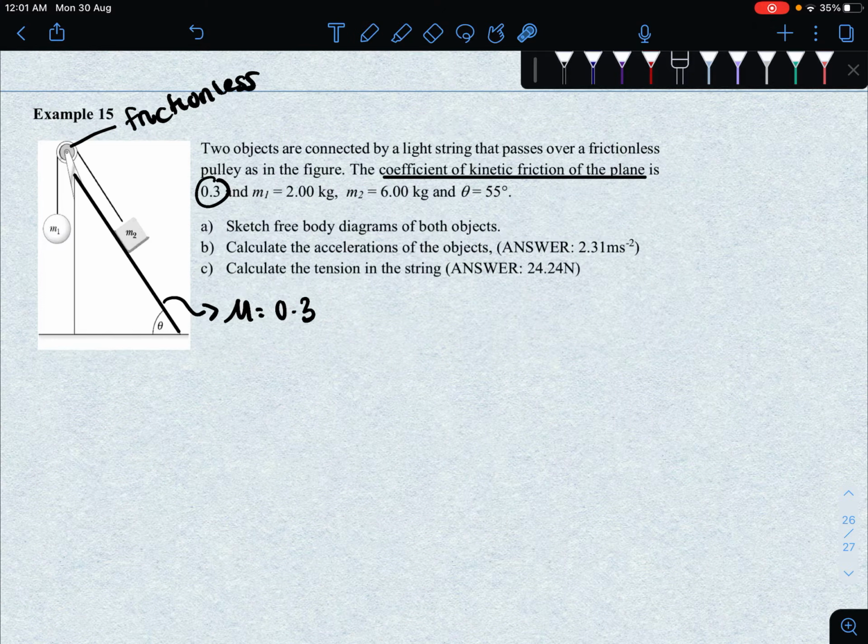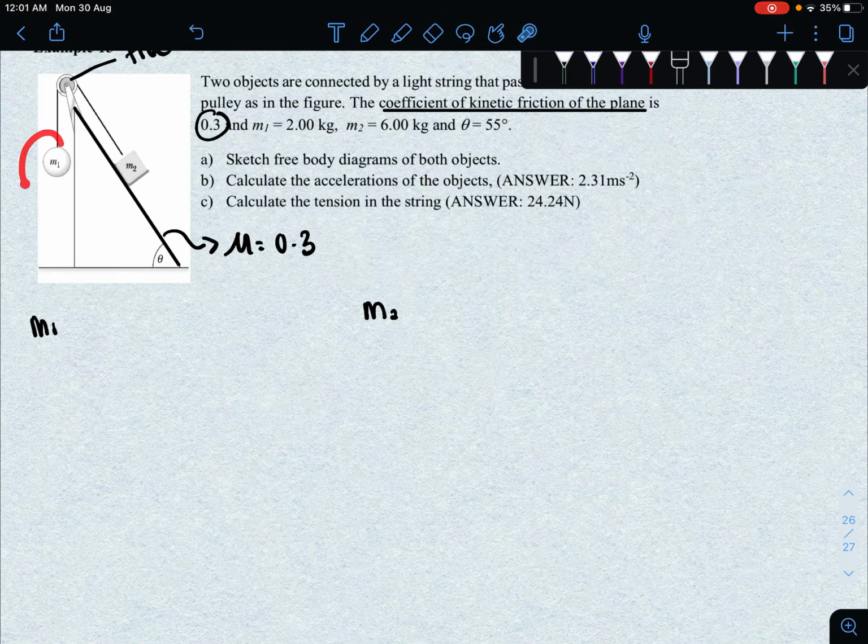So the first question here is to sketch the free body diagram of both the objects. So since kita ada dua objek dekat sini, we are going to sketch two free body diagrams. So we are going to have M1 and also M2 here. So let us first focus on M1 ini. This is our M1 here. The M1 here is hanging over a string. Dia tergantung over a string dekat sini.